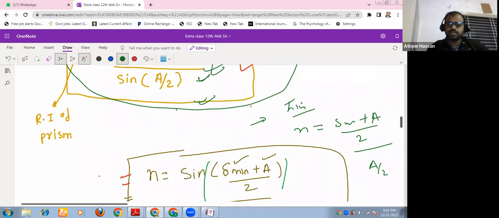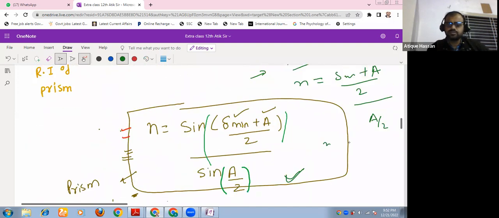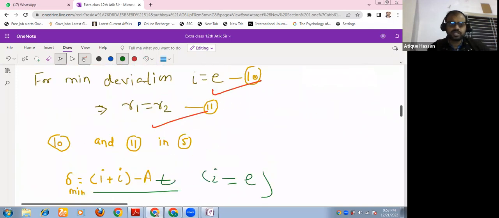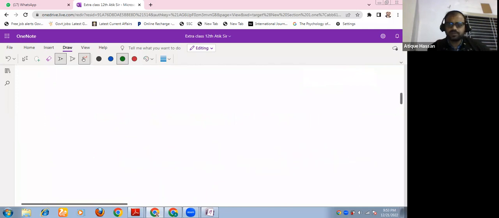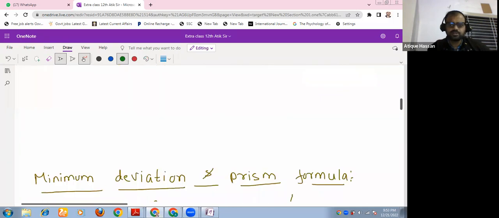So from here what you will get? You will get n equal to (A plus delta m) divided by A, and from here you will get delta minimum equal to (n minus 1) into A. If you rearrange, you will get this. Got it? So this was the result which I skipped earlier. This result should come after the formula of delta minimum.